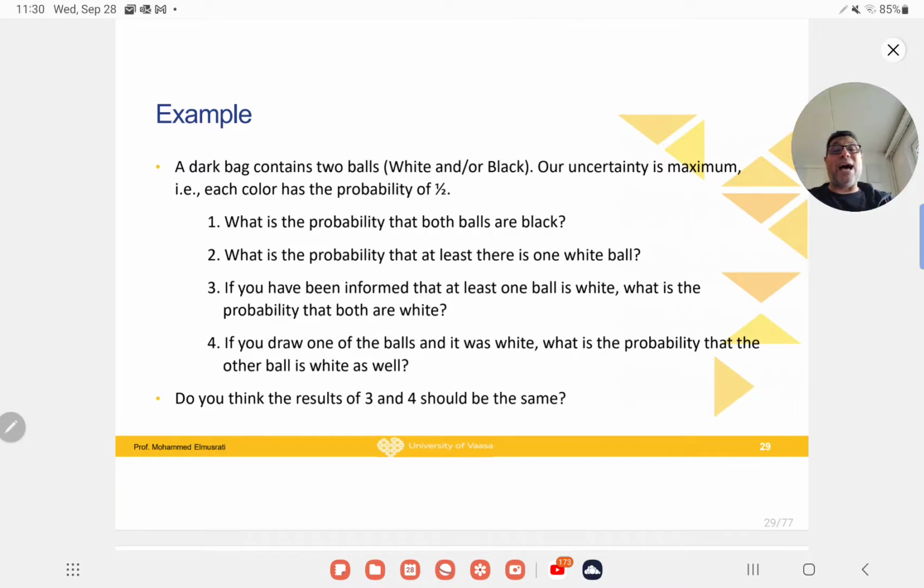Okay, so now maybe some people can see that 3 and 4 should have the same answer. Some people might think that 3 and 4 should have the same answer, because the first one says that if you have been informed that at least one ball is white, what is the probability that both are white? And now you draw one ball and you find that it is white. What is the probability that the second ball is white? Let us see how to find the result of this example.